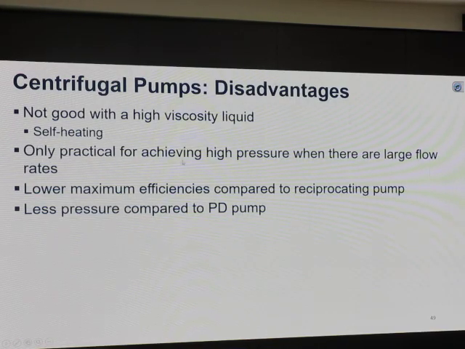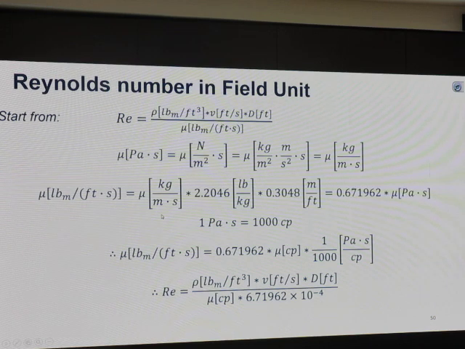Disadvantages: only practical for high pressure with a large flow rate. If we want more pressure, we may have to do it like an H pump. You remember the H pump? That is a series of centrifugal pumps put together, the picture that I showed you earlier. Also, lower maximum efficiency compared to reciprocating pump. The reason is that with a reciprocating pump, we directly push the fluid forward, but this time we spin it with the hope that it will move forward. It's different, right? So it's less pressure compared to PD pump in general.